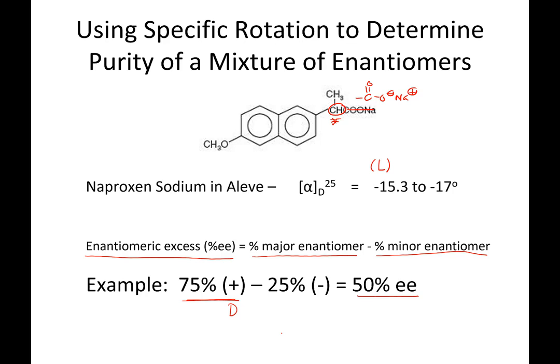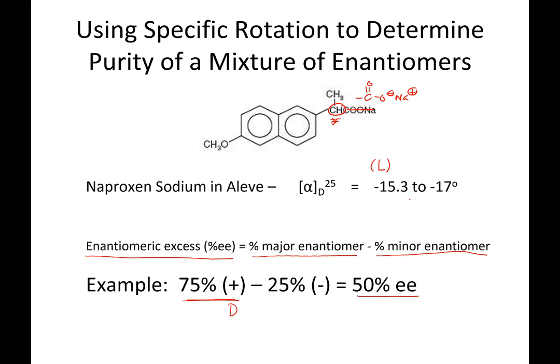Okay. And when I last looked for the specific rotation of naproxen sodium, I found that it was anywhere from minus 15.3 to minus 17 degrees, which is a range, which is kind of troubling, because I would expect it to be an exact number. But I also interpret this to mean that with measuring the optical rotation or the specific rotation, there's a lot of error. And so that number can only be measured so precisely, which I'll come back to.